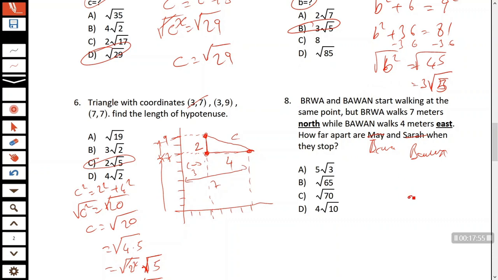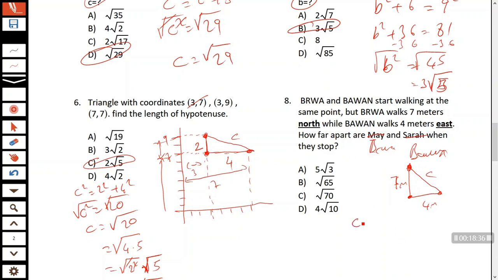Two people start the walk at the same point, but one walks 7 meters to the north and stops. This is 7 meters. The other walks 4 meters to the east, here, that's 4 meters. How far away are they from each other?